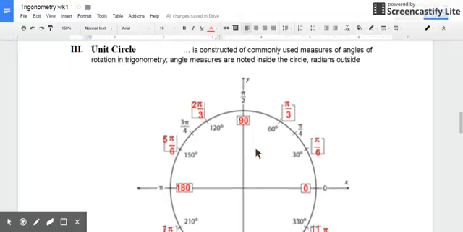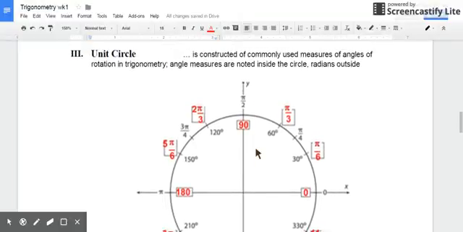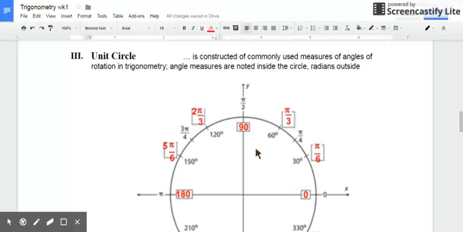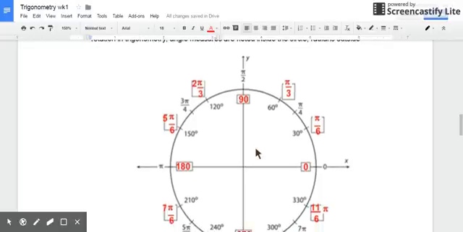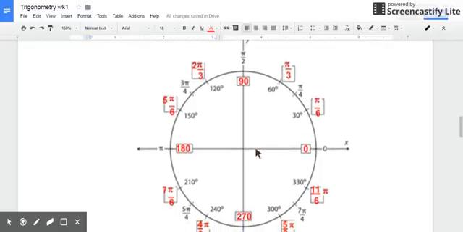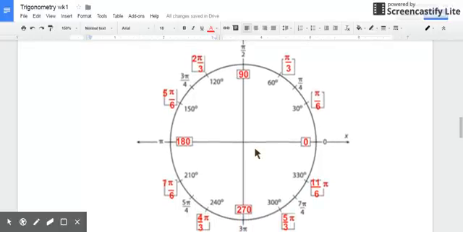Unit circle. We are going to discuss the unit circle. It has commonly used measures from trigonometry, angles of rotation, the radians, and the corresponding degree measures. It's called unit because the radius that has been rotated around has a length of 1, meaning 1 unit. So that's why it's called a unit circle.